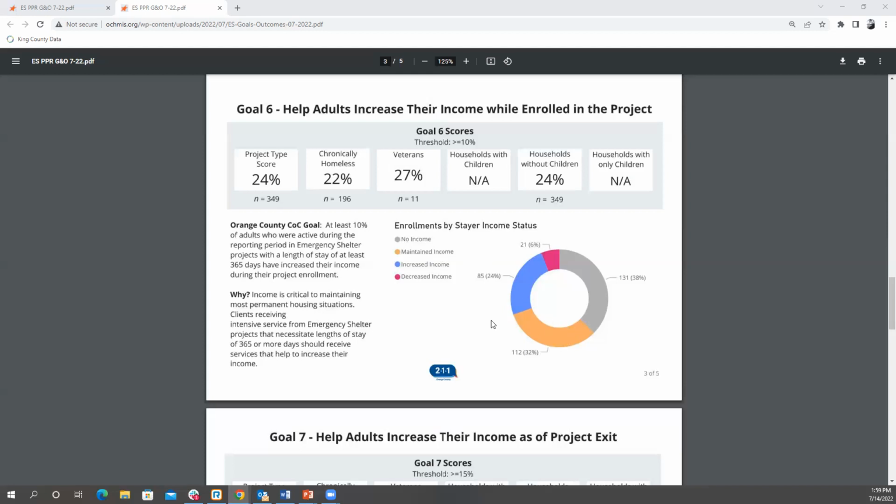So I would recommend emergency shelter projects to look at those annual assessments and make sure that you are completing that annual assessment and updating the income, because clients with no income and maintained income can both be because the annual assessment income hasn't been updated properly. So just a reminder to complete those annual assessments to capture that correct income.